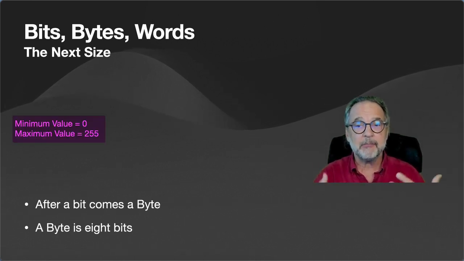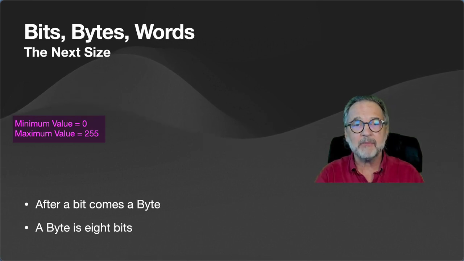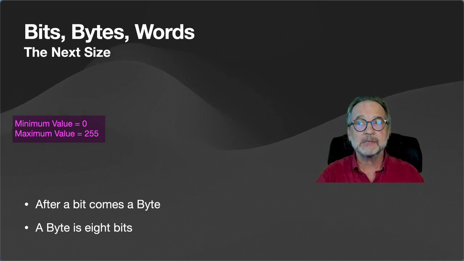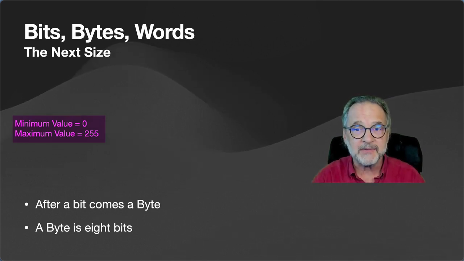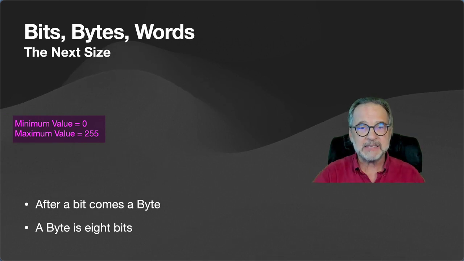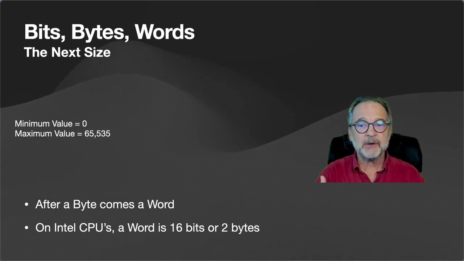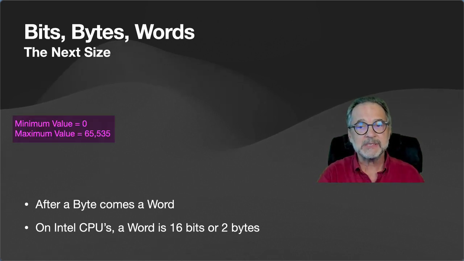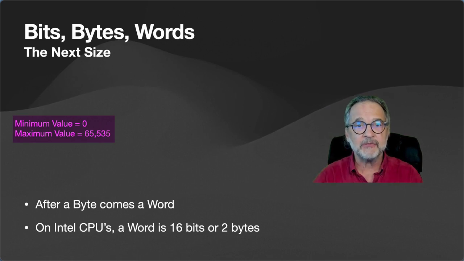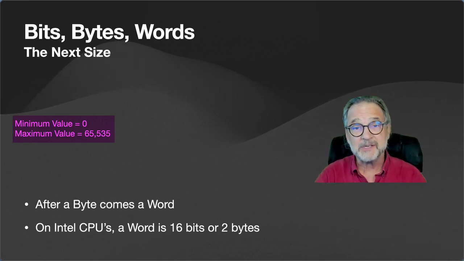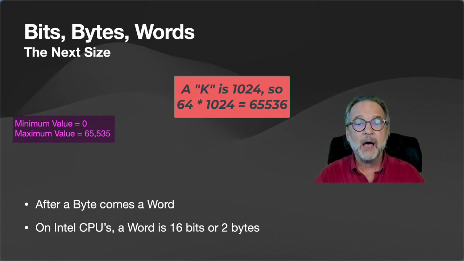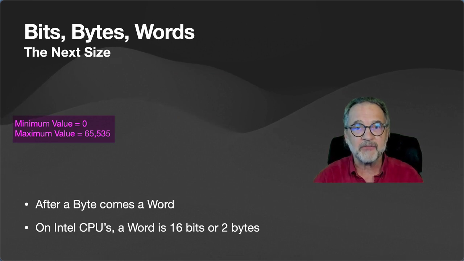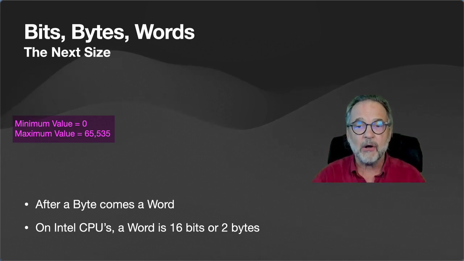The next size is a byte. A byte's minimum value is 0. Its maximum value is 255. The maximum value is accomplished by turning on all the bits in that byte, and again, a byte is 8 bits. The next one above that is a word. A word is 2 bytes, and the minimum value is 0. The maximum value is 65,535, or 64K, which is 64 times 1024. Again, we're talking about unsigned, so they will always be positive, 0 to 65,535. That's 16 bits all turned on.